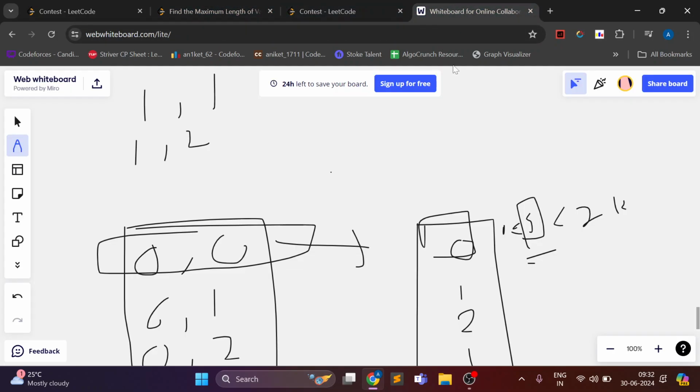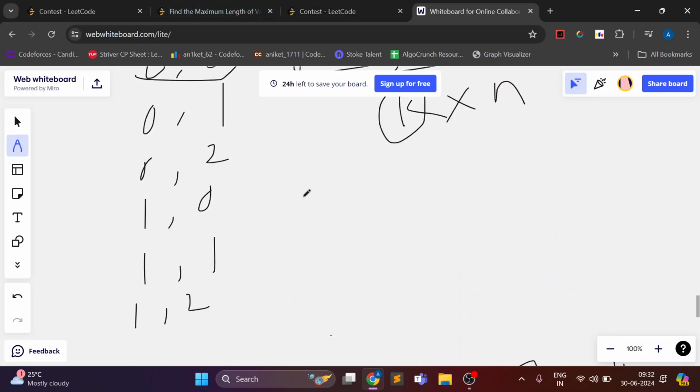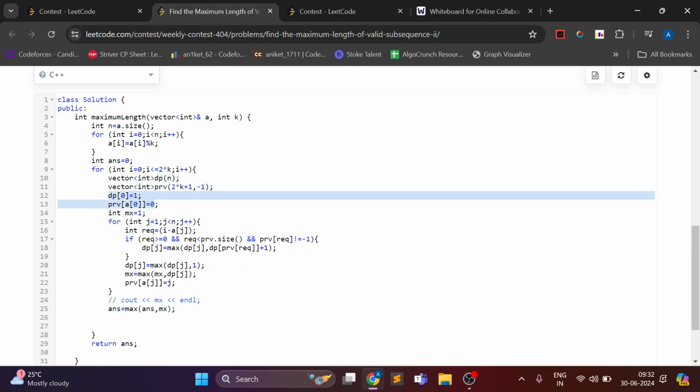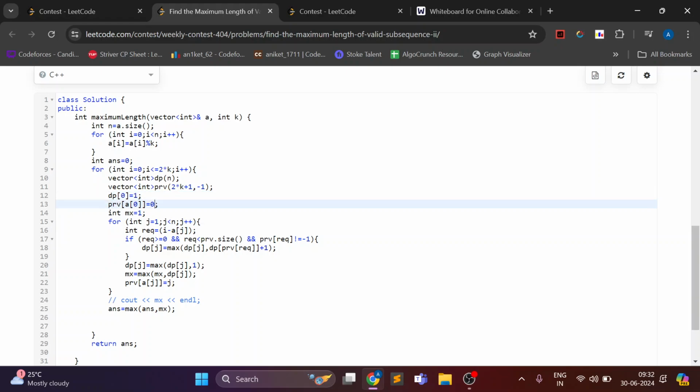What does this i represent? i represents the sum of those two values which are continuously repeating, which are forming the alternating subsequence. Then I have declared two vectors. One is the DP vector, another is previous, which stores the previous index of that element. First of all, I will initialize the base case: DP of 0 equal to 1, and previous of A of 0 is 0, meaning the previous index of A of 0 was 0 for all the states of all the indexes which are coming after that.